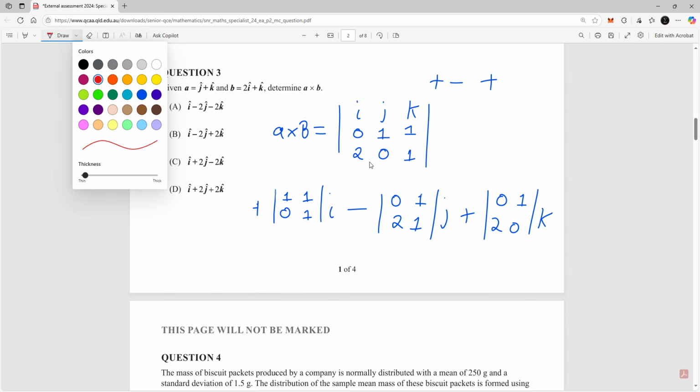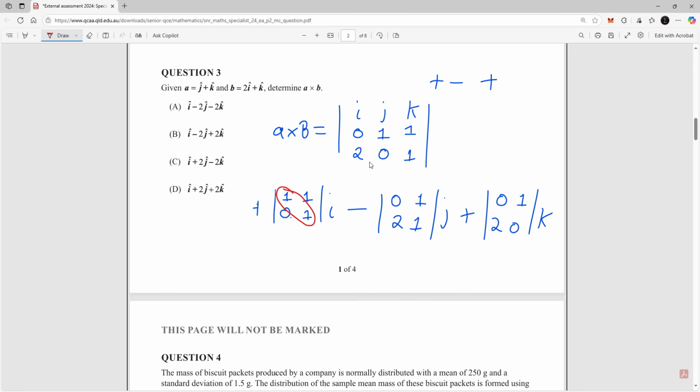So all you have to do is multiply these two numbers together, so that gives you 1, and multiply these two numbers and subtract it from that, so it'll be minus 0i, okay? So 1 minus 0i, so that's just going to be i for that first component. Same here, multiply these numbers, so that's 0, and then subtract multiplying these numbers, so minus 2, and that's got a negative in front, so that's going to be a positive 2j, okay?